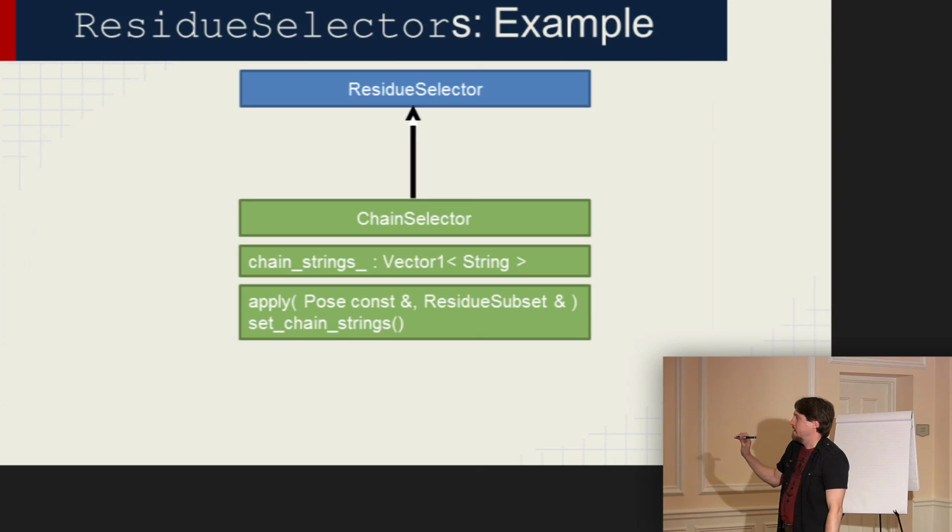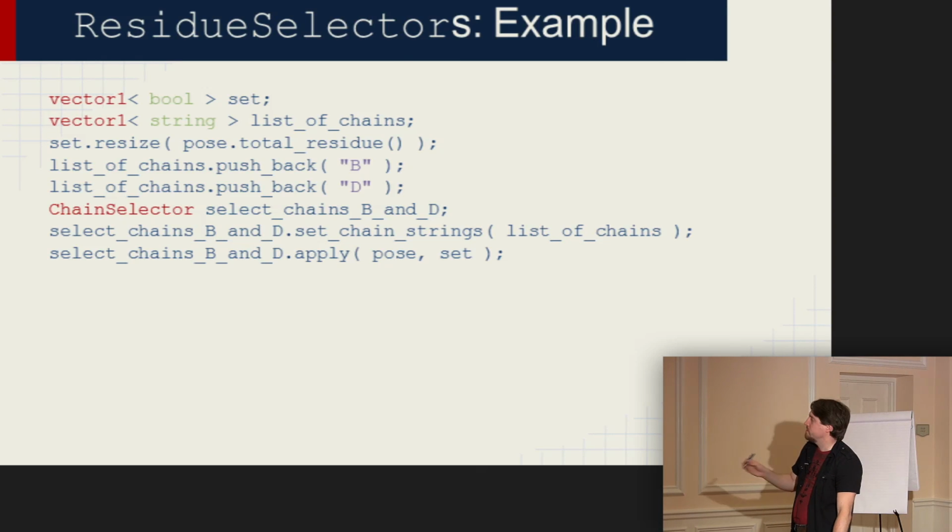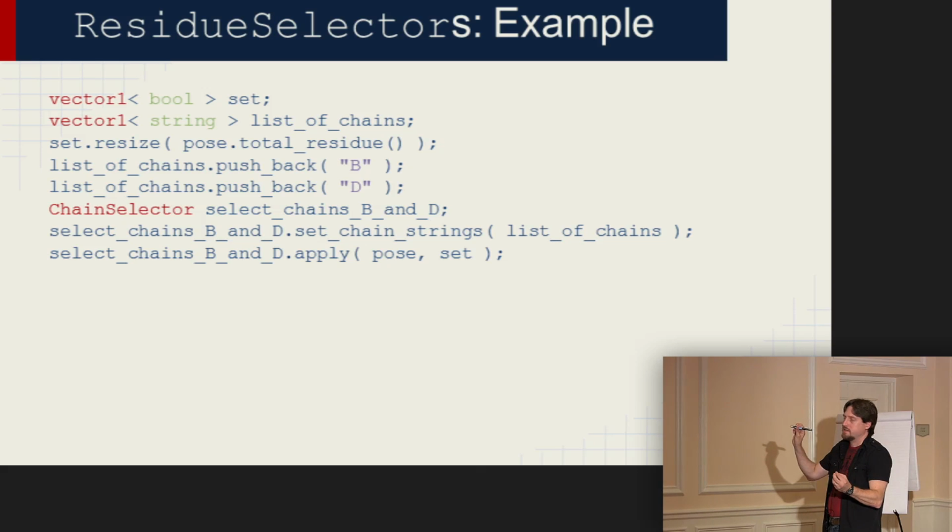An example would be a chain selector. It implements the pure virtual apply from ResidueSelector, and it also has a set chain strings method, and then it stores that in private data. It's pretty simple. It's very light. How would you use this particular example? Well, we'll create two vectors. We'll have a vector of Booleans, and we'll call it set. This is our set of residues. And we'll create another vector we're going to call list of chains. And we're going to make sure the set that we created has the same exact size as our total number of residues in the pose that we want to work with here.